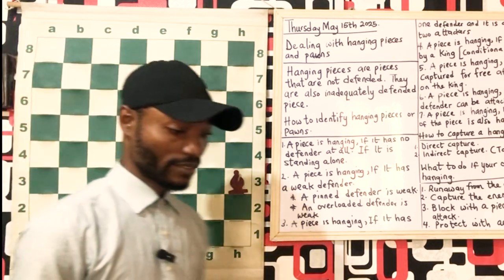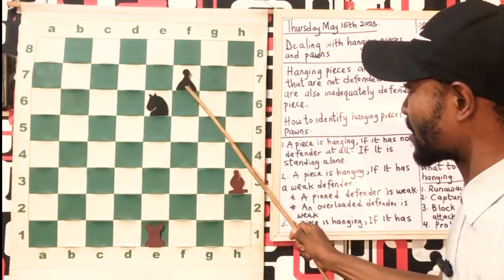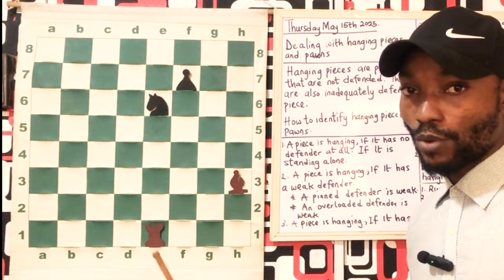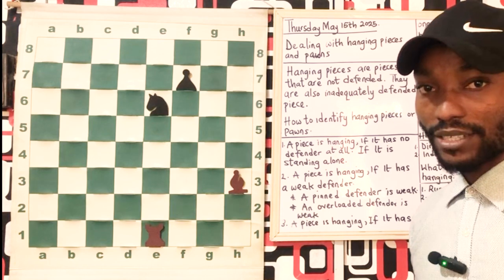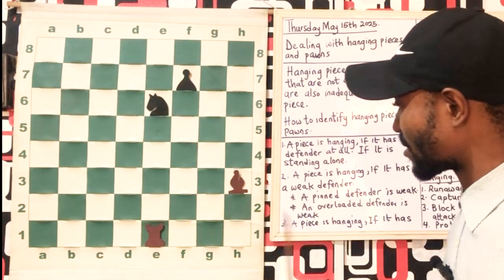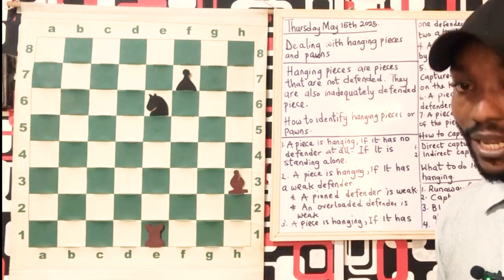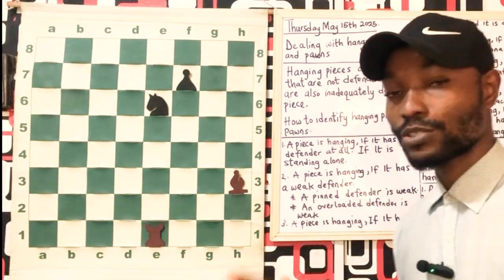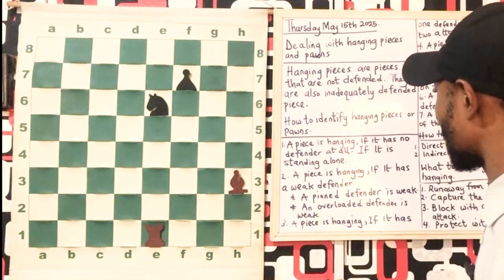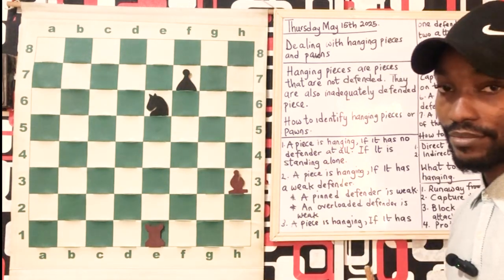In this case, we have just one defender, and that defender is a pawn. From the attacking side, which is the white pieces, how many attackers do we have? The bishop attacks the knight, the rook attacks the knight. So we have two attackers against one defender. This scenario is known as an inadequately defended piece.